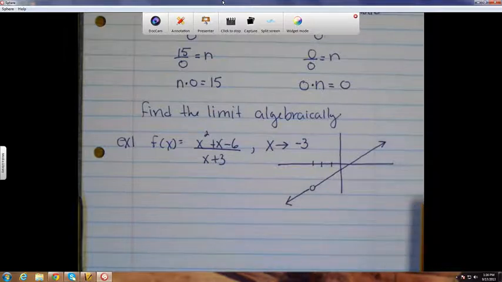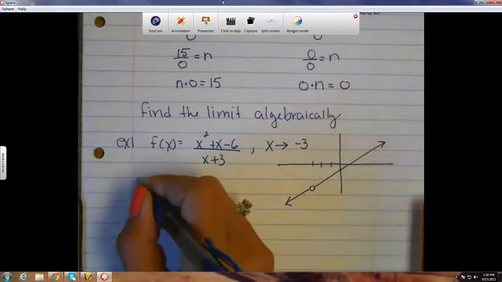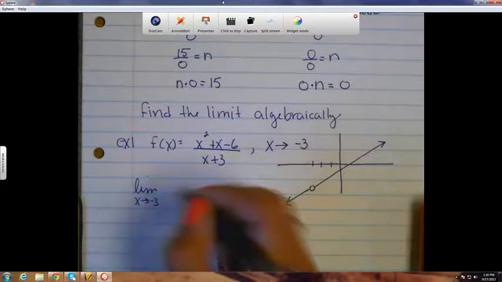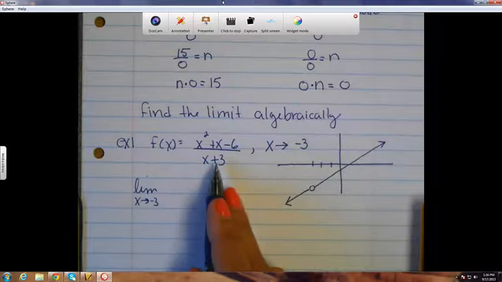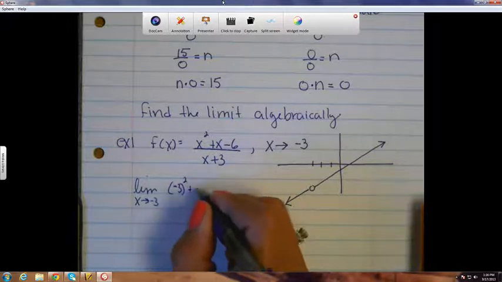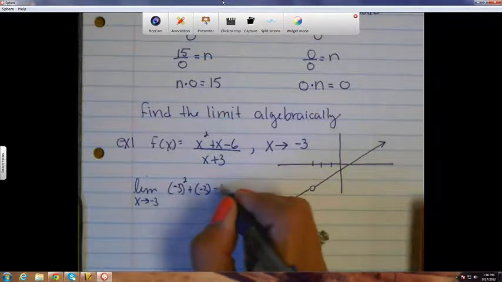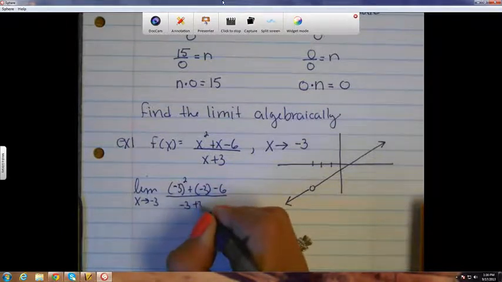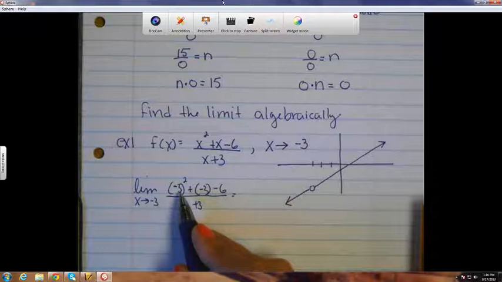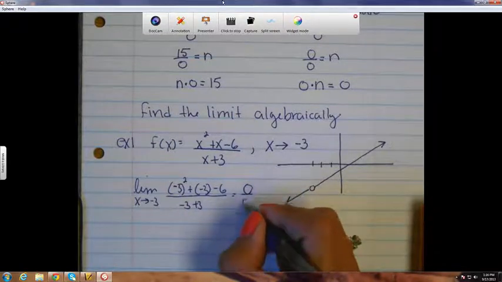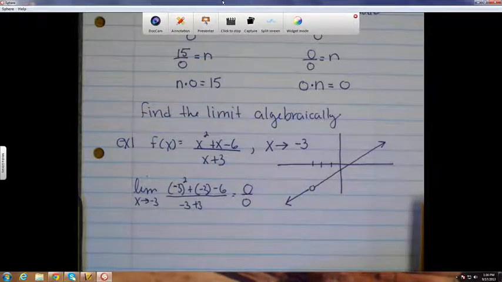Now to find the limit as x approaches negative 3, all you have to do is plug negative 3 in. Hopefully it gives you something, but I think you can tell it's probably not today. Negative 3 squared plus negative 3 minus 6 all over negative 3 plus 3. Let's see, 9 minus 3 minus 6, that's 0 over 0. There's that indeterminate form. But we are looking for this y value.